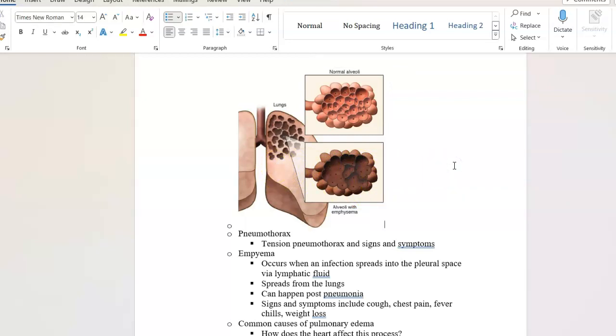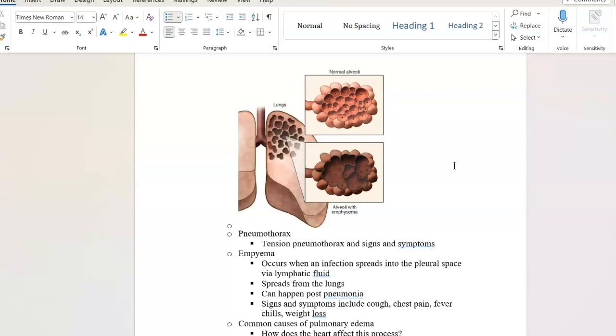Okay. Pneumothorax, once again, I make you do a little legwork. I've done a lot for you. Know tension pneumothorax, signs and symptoms. Empyema is when infection spreads into that pleural space via lymphatic fluid. It can spread from the lungs, can happen with pneumonia, typical signs and symptoms of pneumonia, but it's going to be in that pleural space.